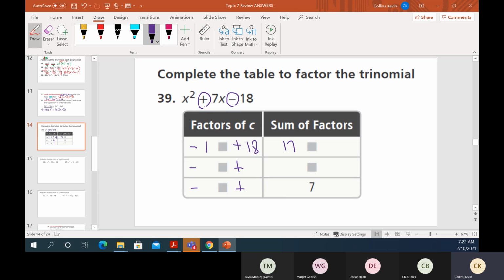Then another possibility is 3 and 6, right? So we put the smaller number with the negative, the bigger number with the positive. So 3 and 6, add those together, 3. 6 minus 3 is 3.